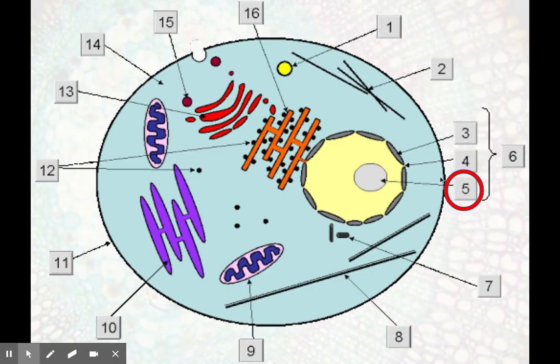And number 5 in this case is the core, the nucleolus, and its job is to make the ribosomes, which we'll show you in just a little bit.